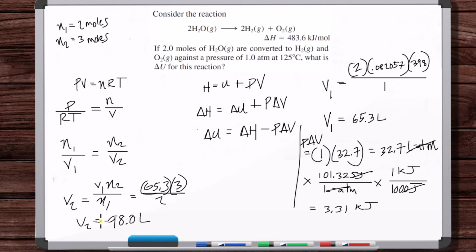It's positive. The volume increased. So this is going to subtract from the enthalpy that was added to the system. The P delta V work, since it was done on the surroundings, is going to subtract from this. So delta U is equal to the delta H, 483.6, minus 3.31.